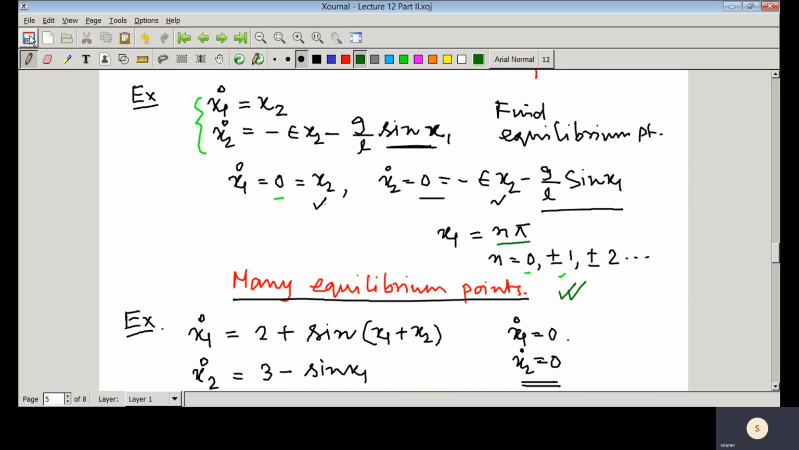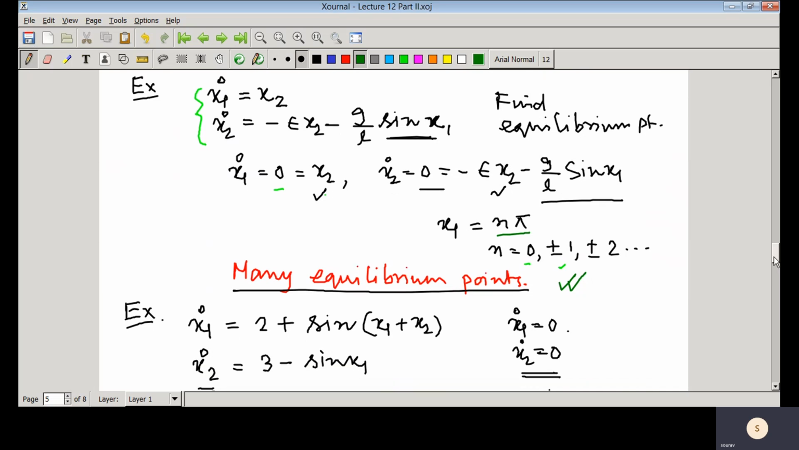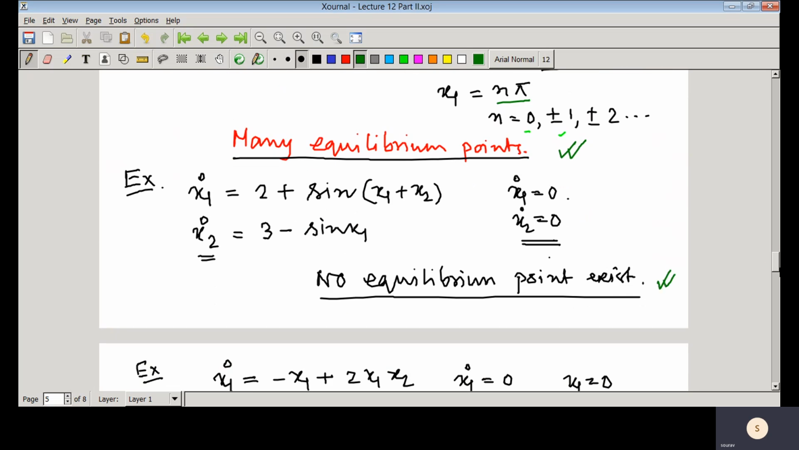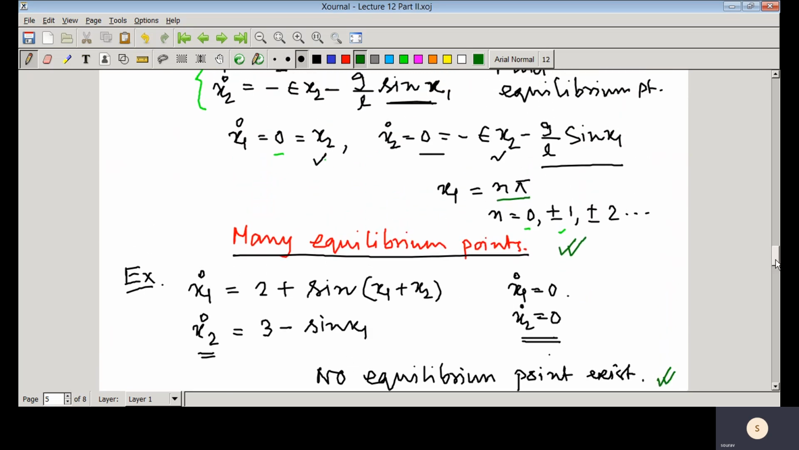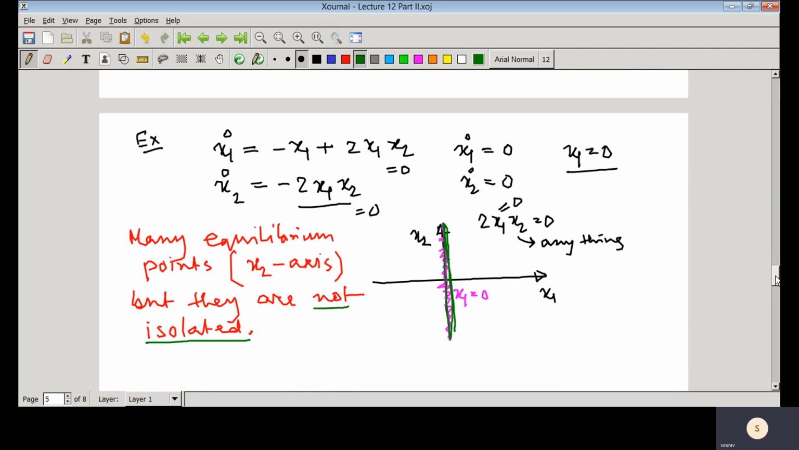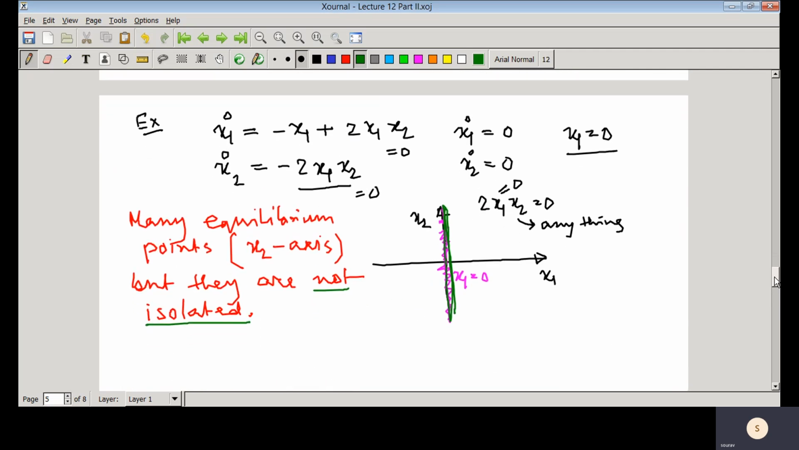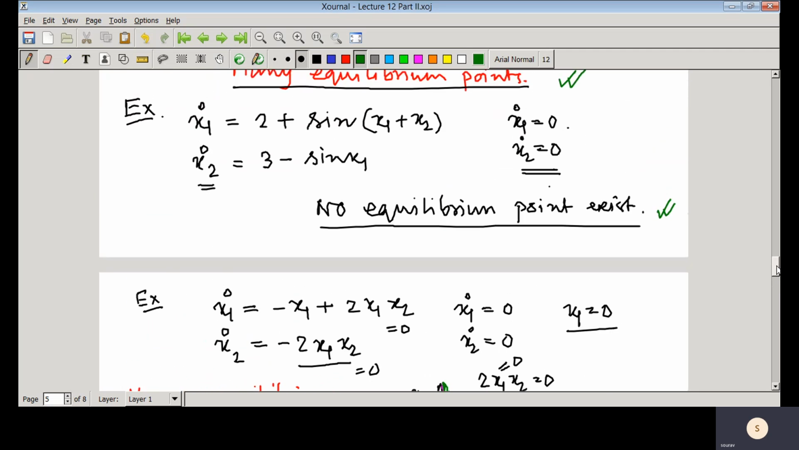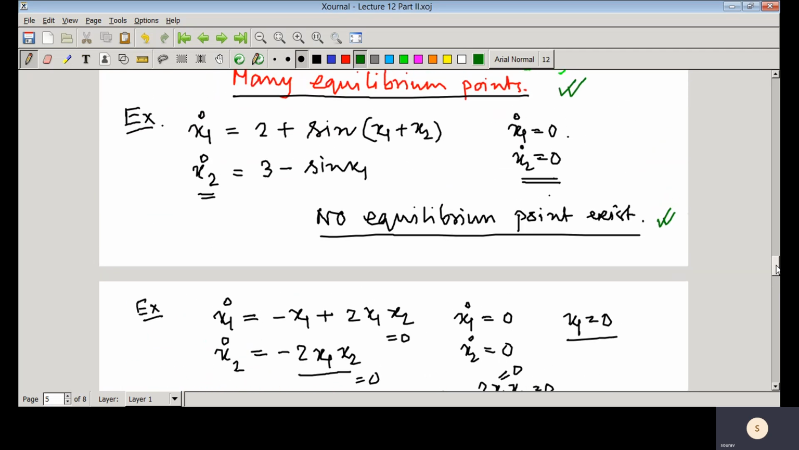So from these three examples, what have we learned? We have learned what equilibrium points are. For finding equilibrium points, you can just put all the derivatives equal to 0. And a nonlinear system may have equilibrium points or may not have equilibrium points, which we saw from the second example. Also, equilibrium points may be isolated or may not be isolated. So they may have one equilibrium point or many equilibrium points, but they may be isolated or not isolated. This is the information we have obtained from these three particular examples.